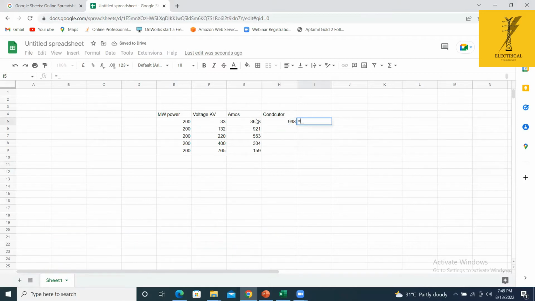So to carry 3683 amps, I have to lay nearly 4 conductors. Each conductor's weight is 2187, let's say 2200 kg. So the overall weight of the conductor is 2200 into 4, which is 8800 kg per kilometer. It seems that per kilometer, the conductor weight is around 8000 kg.